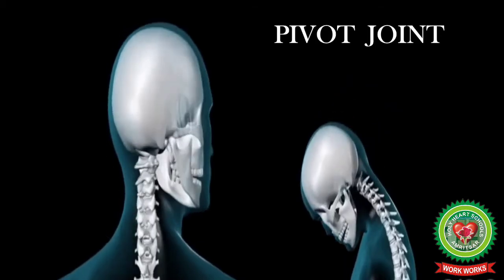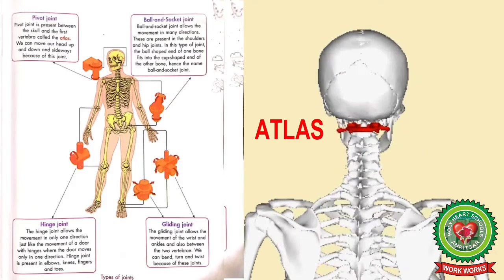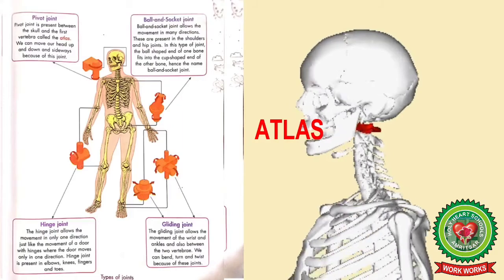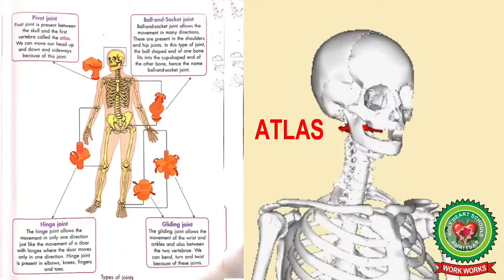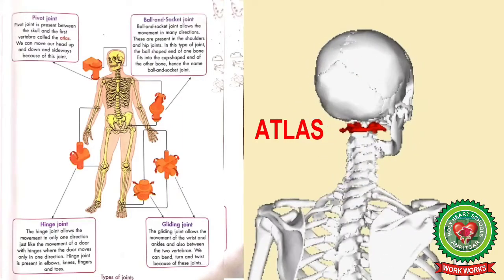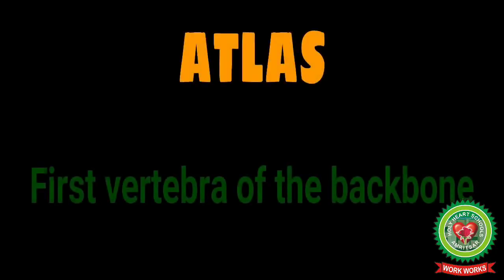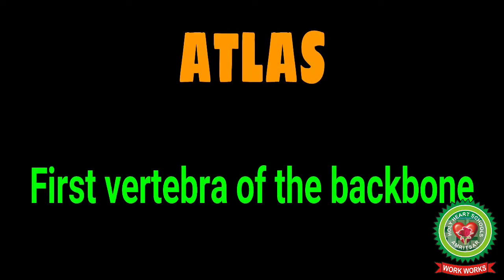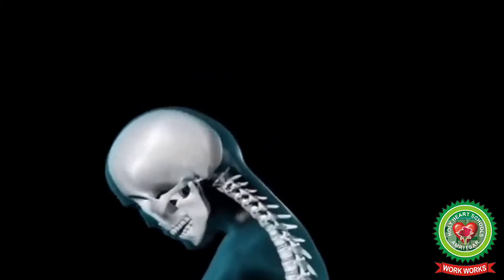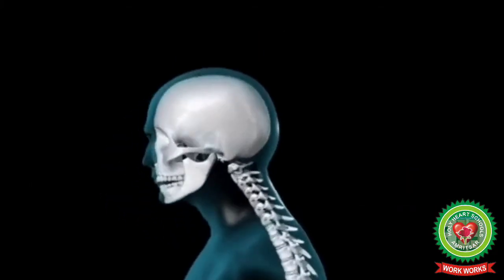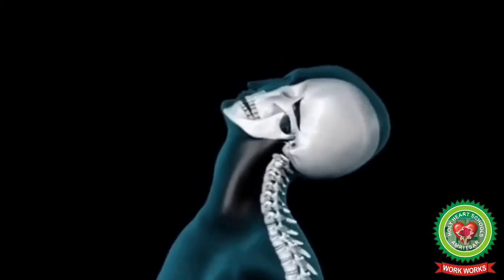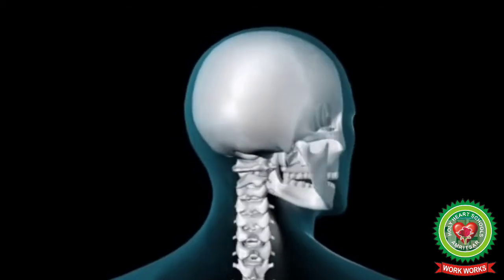First is pivot joint. Pivot joint is present between the skull and the first vertebra called the atlas. Now what is atlas? Atlas is the first vertebra of the backbone. This joint allows our head to move up and down and sideways.